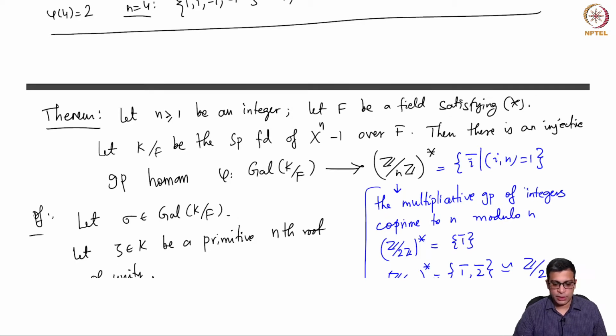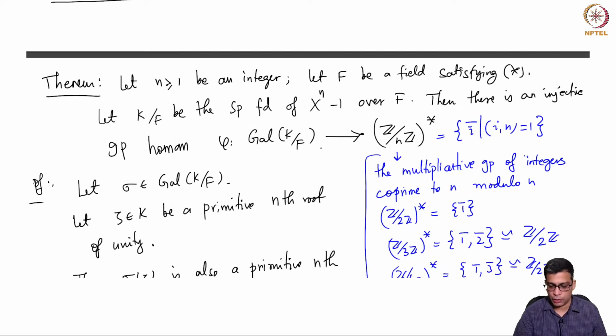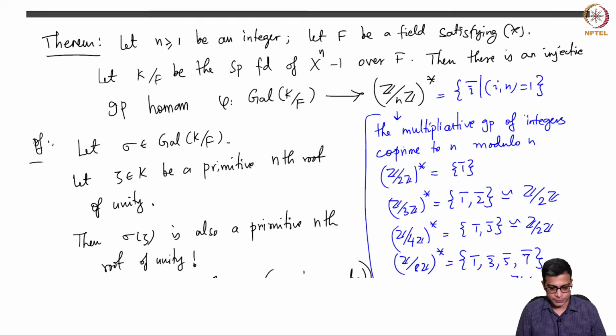That is a standard assumption for Kummer and cyclotomic extensions. And then you take the splitting field of the polynomial x^n minus 1. That is to say that you have added the nth roots of unity to F. Then there is an injective group homomorphism from the Galois group to the multiplicative group of integers modulo n.